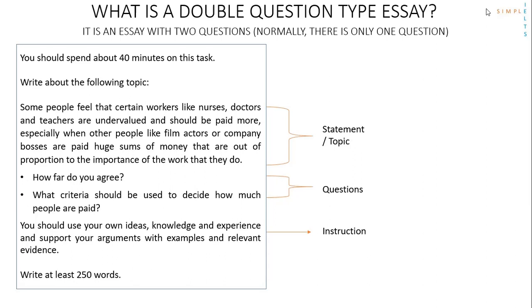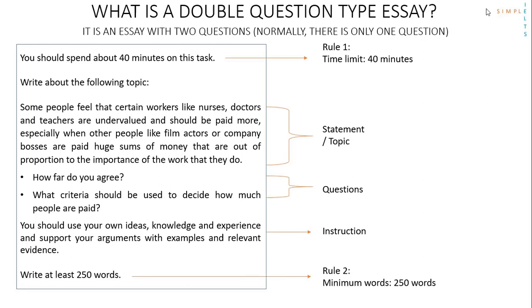Also, there are two rules that you have to comply with. First, the time limit is only 40 minutes, and then the minimum number of words is 250. Okay, so that is a double question type essay.